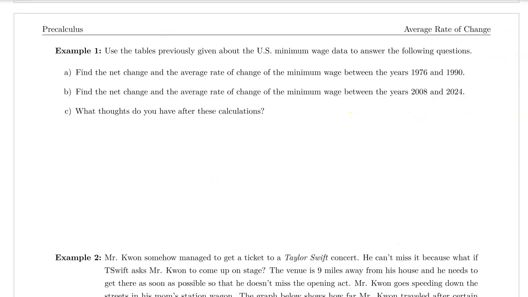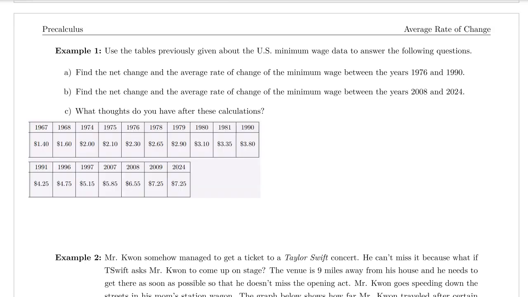Example 1 says use the tables previously given about the US minimum wage data to answer the following questions. Let's go ahead and recall what those values were. Part A says find the net change and the average rate of change of the minimum wage between the years 1976 and 1990. So for part A, we want the net change first.